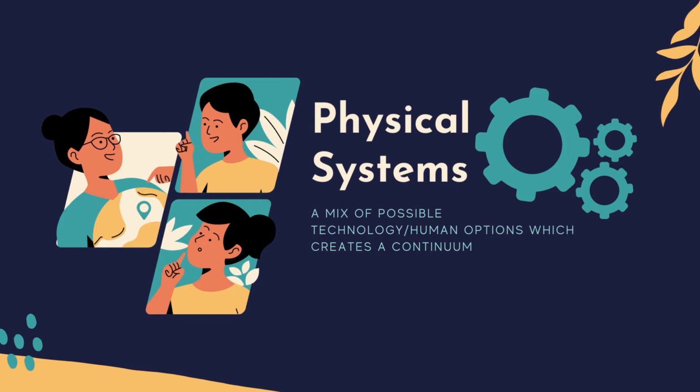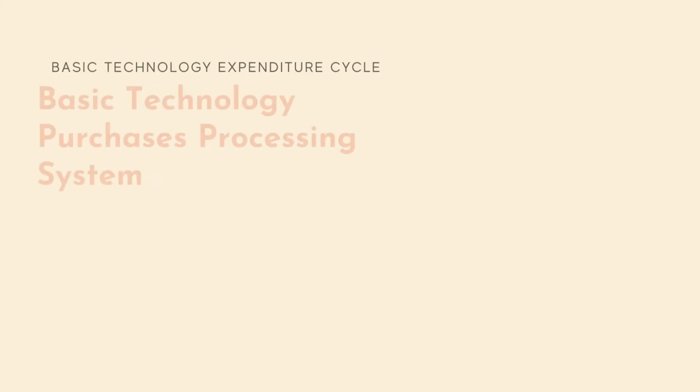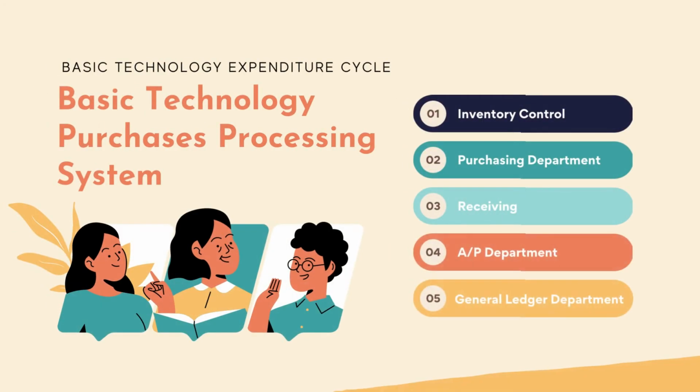To further explain, at one end are minimal technology systems that rely heavily on human involvement and manual procedures. At the other end of the continuum are advanced technology systems which replace human activity with automated processes. Systems at different points on the continuum operate differently and present different internal control issues.